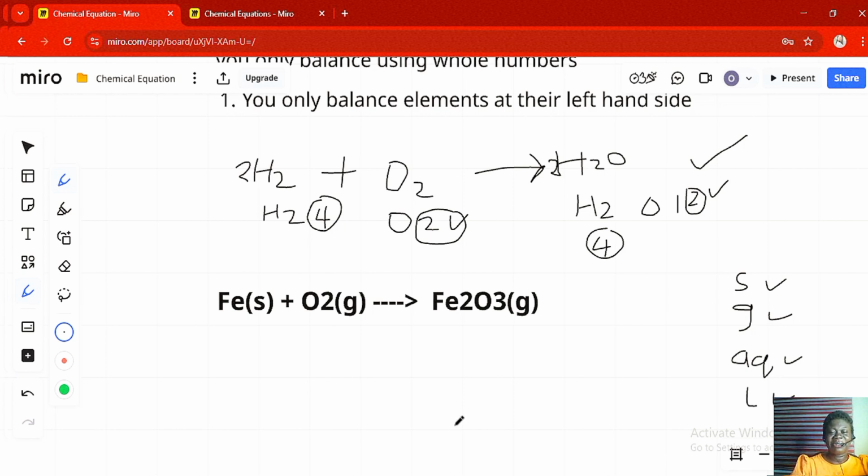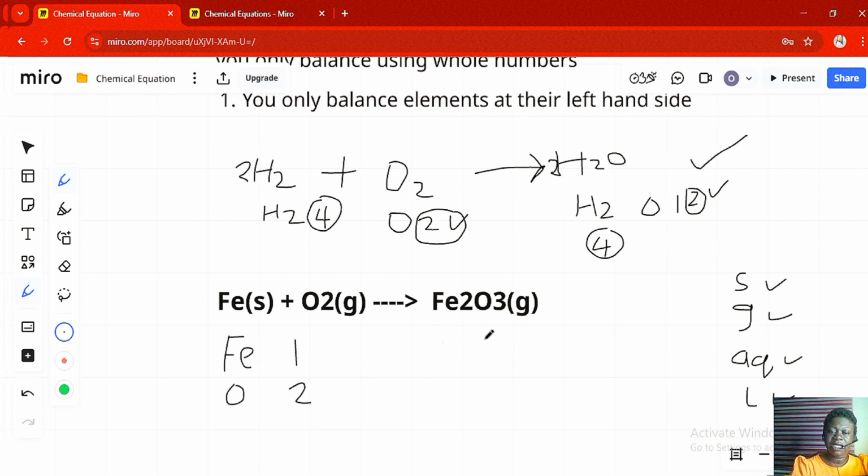Now, let's dive back to our equation. We need to balance this equation. Remember the steps of balancing a chemical equation. First step is that you write out the elements at both the reactant side and the product side. The first element here is iron. And iron is how many here? Iron is 1. Now, at the reactant side, we also have oxygen. And oxygen is how many here? Oxygen is 2.